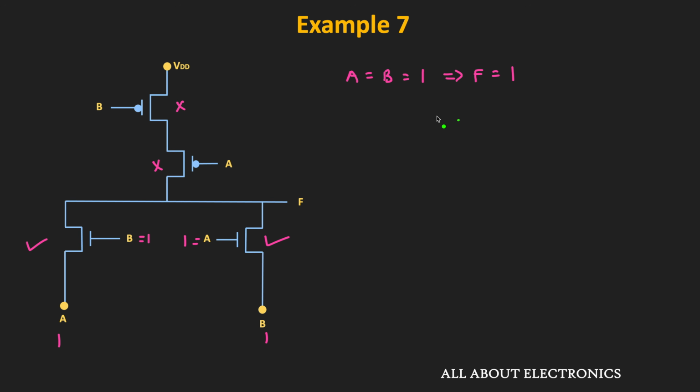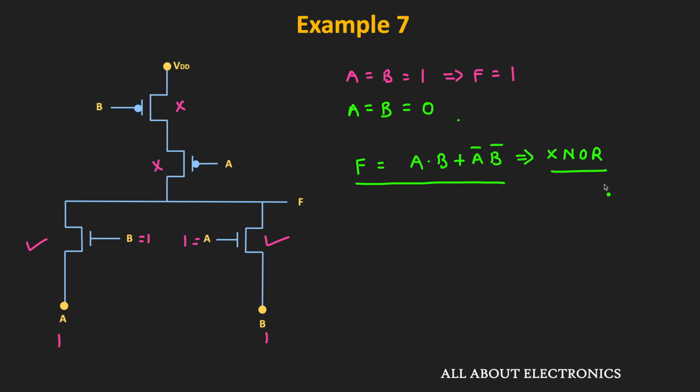So if I just summarize, then this output F is equal to 1 whenever both A and B is equal to 1, and the second case is when both A and B is equal to 0. So we can say that this F is equal to A dot B plus A bar dot B bar. So this is the logical expression for the given circuit. And as you know, this function is nothing but the XNOR function. So we can say that the function which is implemented by the given circuit is nothing but the XNOR function.